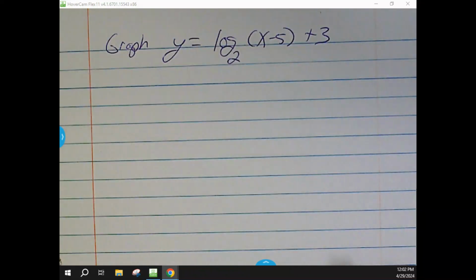Okay. All right, so here we go. Here's where we're going to graph this one. And again, it's not a super detailed graph. You don't have to plot in points. You just do a quick sketch of it so we can see what's happening with it.